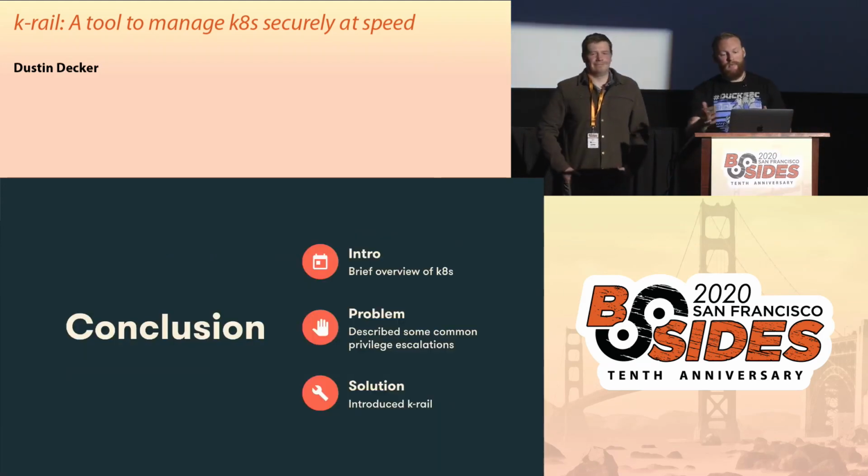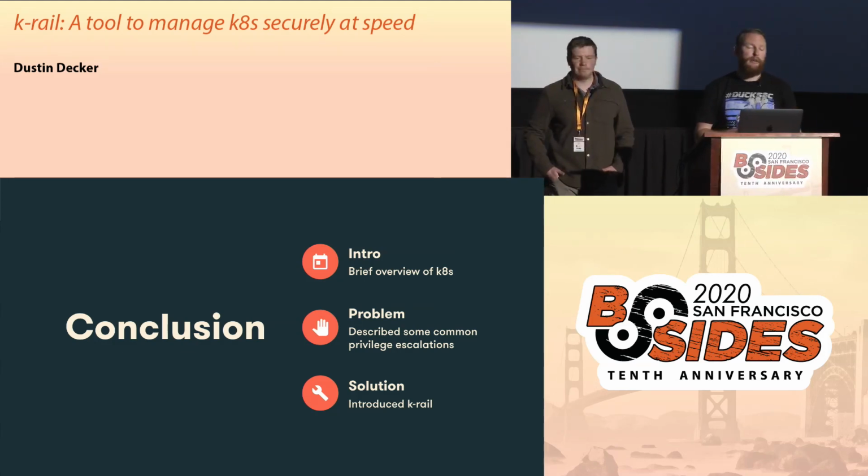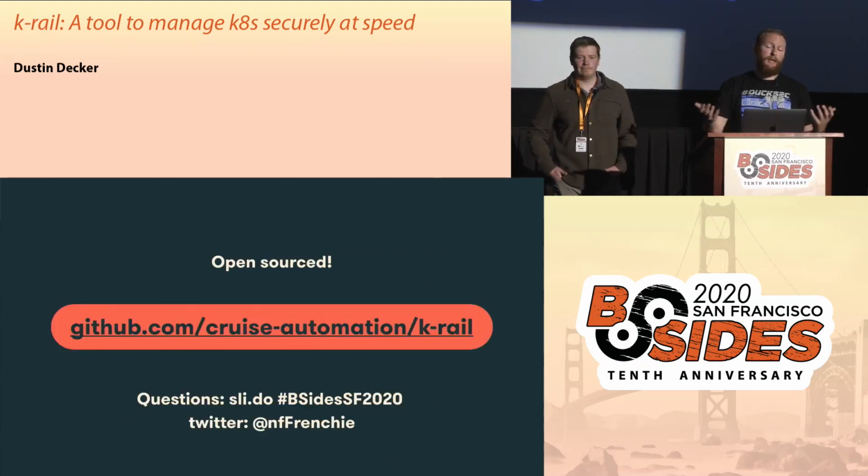Excellent. Cool. So to recap, we provided a brief overview of Kubernetes. We demonstrated some of the common problems with the cluster as they are, and also some of the security implications that this has. And then we proposed a solution, KRail, that fixes some of these issues. It is open source, of course.